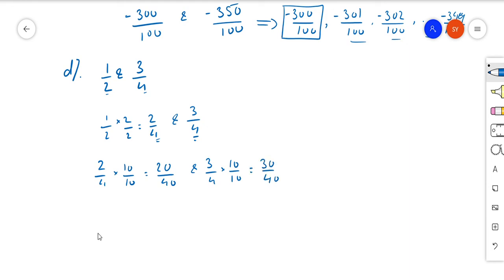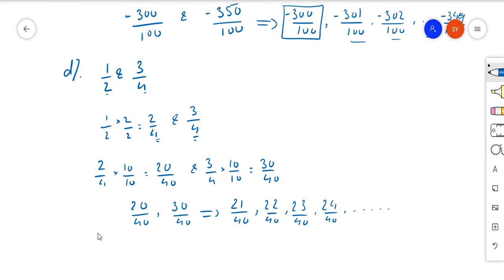Now we have to find the numbers between 20 by 40 and 30 by 40. So we can simply write 21 upon 40, 22 upon 40, 23 upon 40, 24 upon 40, 25, 26, 27, 28, 29 upon 40, and that's it, 29 upon 40, because then comes 30. So these are the numbers that are between half and 3/4.